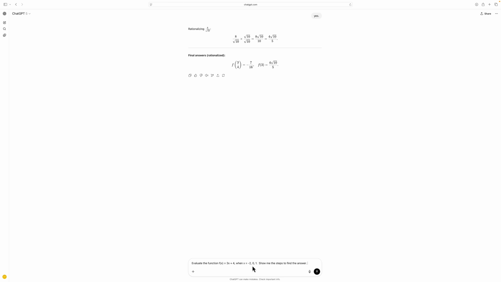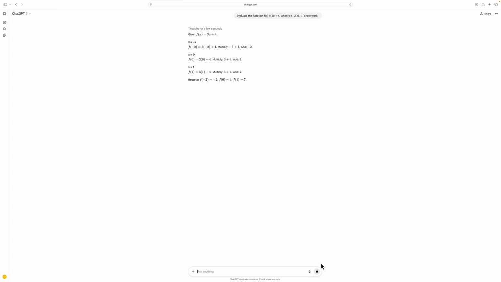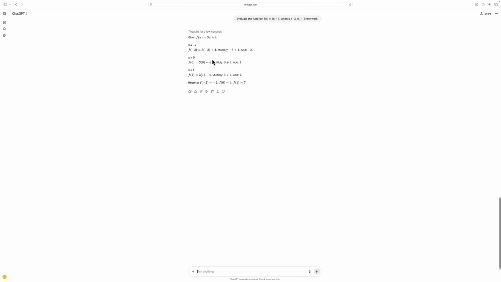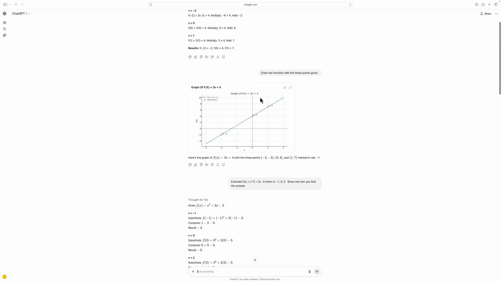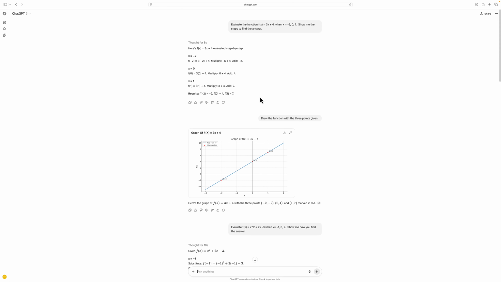Now, we're going to say evaluate the function when x is equal to negative 2, this linear function. And I'm just going to say show work. Let's see if it does it differently. It's thinking. And that's basically the same. Okay. Very interesting, isn't it?